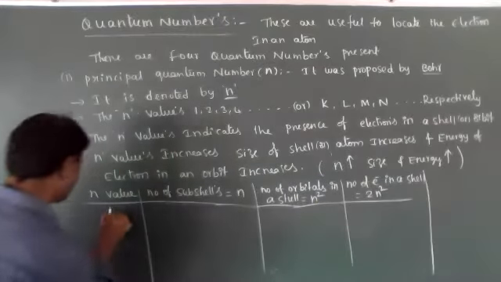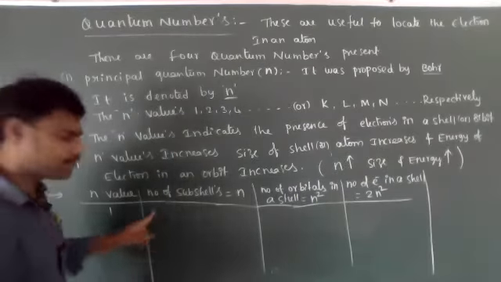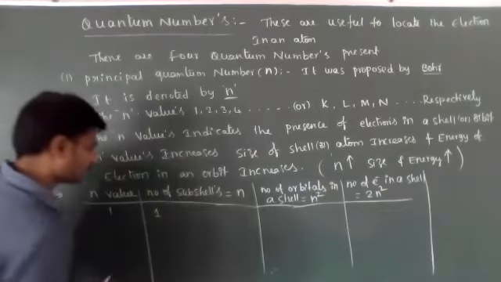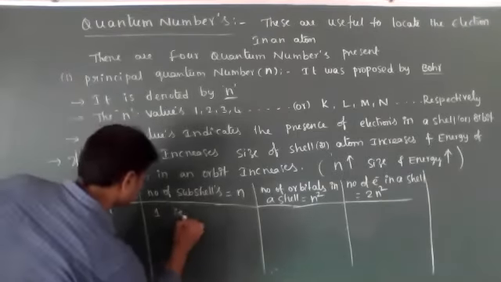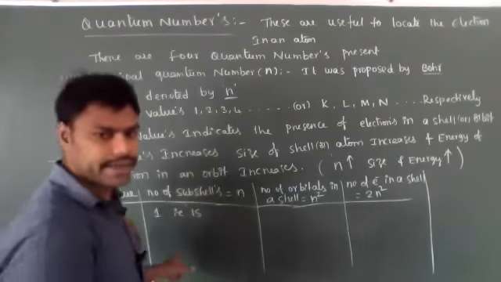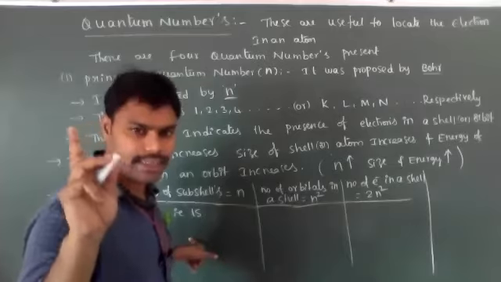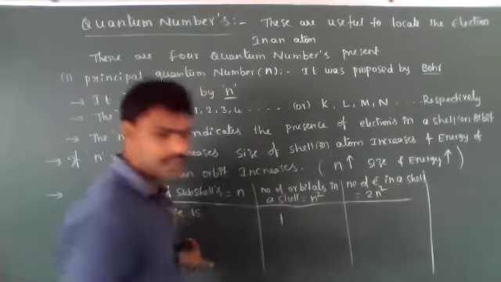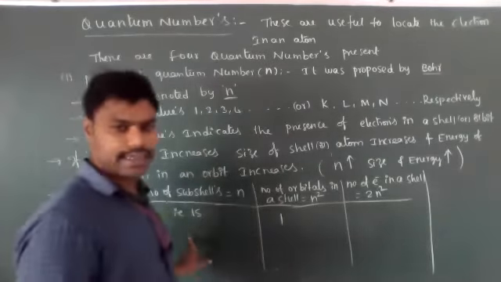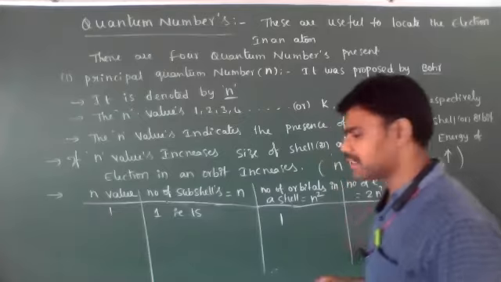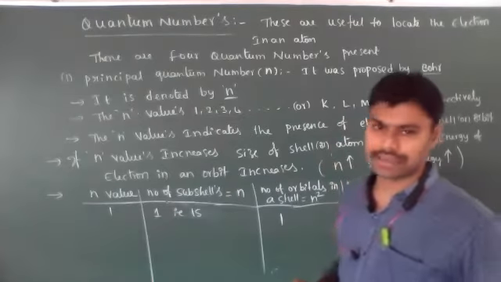For example, n equal to 1 has only one subshell, that is 1s. In 1s, how many orbitals are present? Only one orbital is present. That's why 1 square value is 1. Then in one orbital, how many electrons are present? Maximum 2 electrons are present.